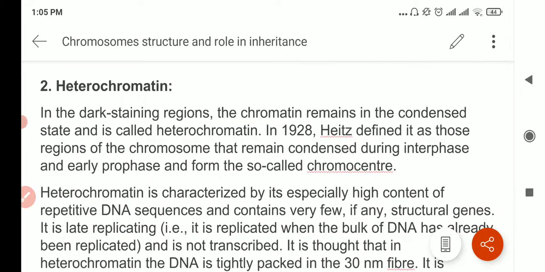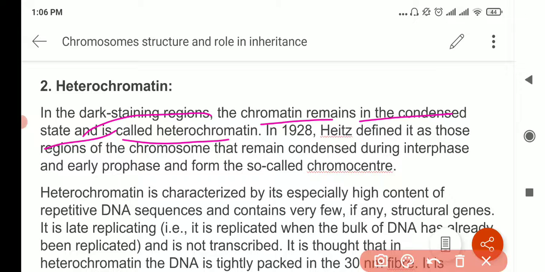So let's continue. Regarding the heterochromatin, it will be the opposite of the euchromatin, no? It will be the dark stained region, okay? The euchromatin was the light stained region, remember? And the heterochromatin is your dark stained region. The chromatin remains in the condensed state and is called the heterochromatin, okay? So it's always condensed, always squeezed together.